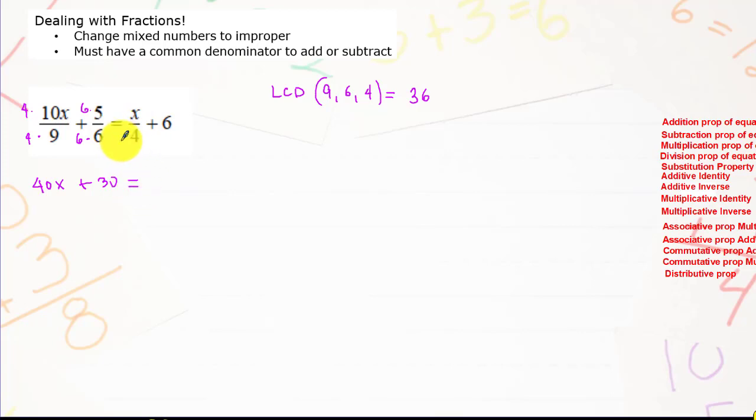To make this equal to 36, times 9, we'll get 9x over 36. Now this is over 1.